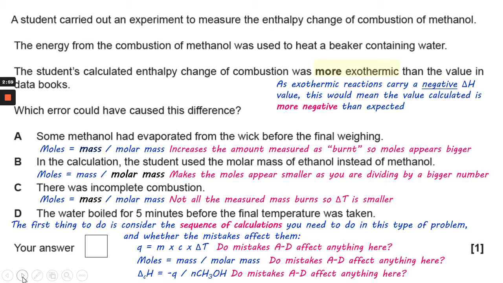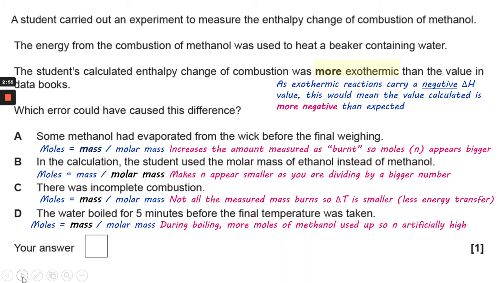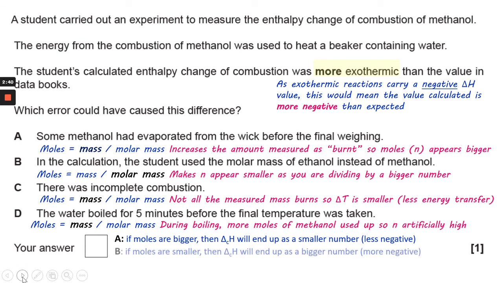And finally, the water boiled for 5 minutes before the final temperature is taken. So what's going on here is during boiling, more moles of methanol is used up, so the number of moles is artificially high again. So in the first mistake, if the moles are bigger, then delta CH will end up as a smaller number, which is less negative.